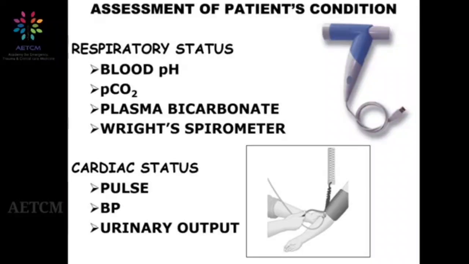So we will see what are the drugs which influence all these parameters. First, regarding the cardiac status. The key parameter in cardiac status is the heart rate. There can be a rapid heart rate or tachycardia, or a slow heart rate called bradycardia.